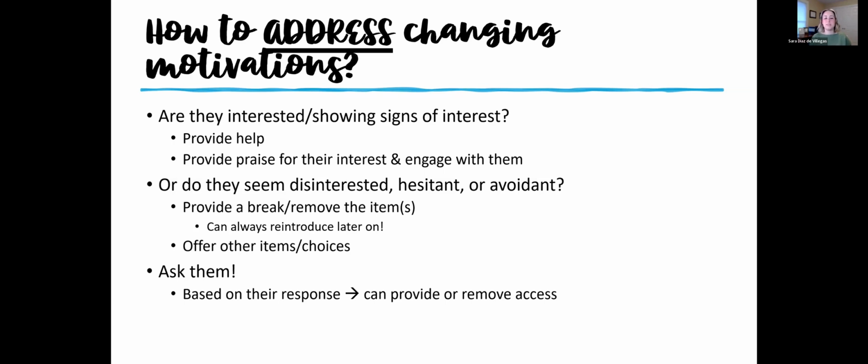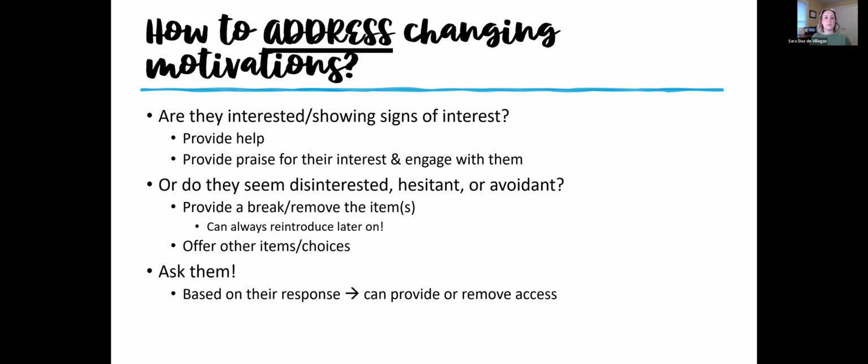Now, if they seem disinterested, hesitant, disengaged, or avoidant, this might be a great time to check in with them, see if they need a break. If they're doing something that's really difficult, maybe non-preferred, you can always remove that item. You can always go back and reintroduce it or revisit it later if they are a bit more interested, or if they are showing some signs of readiness as well.